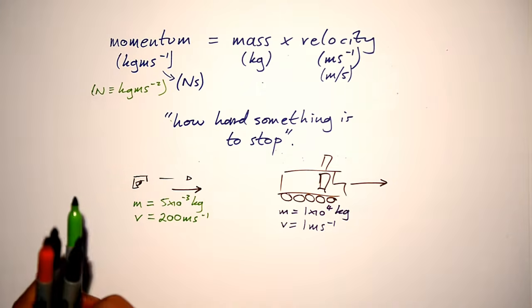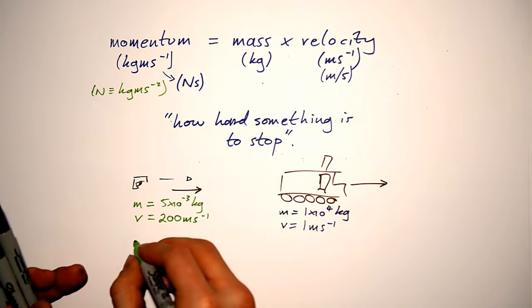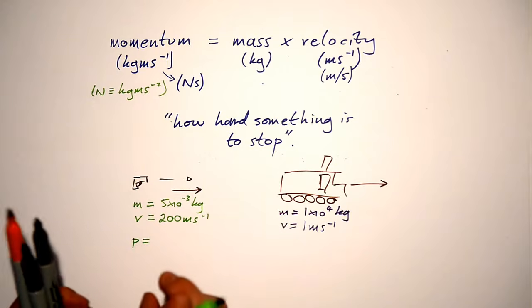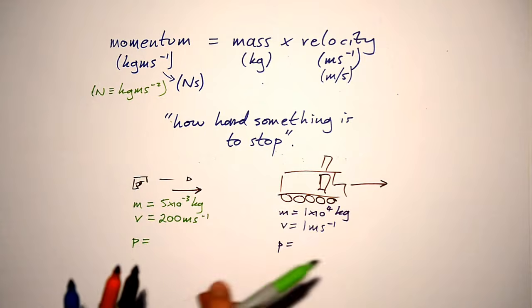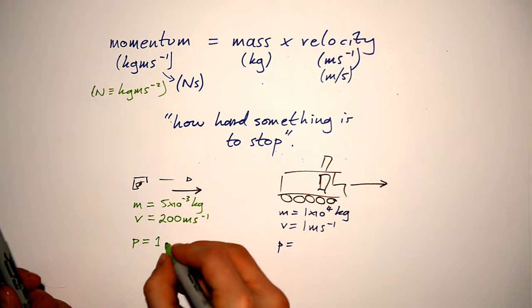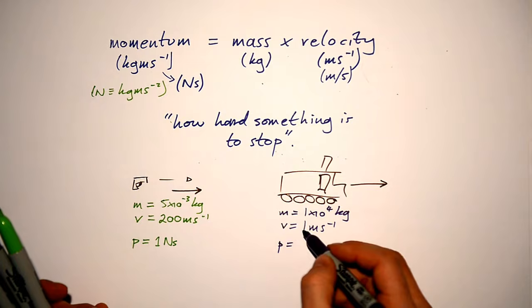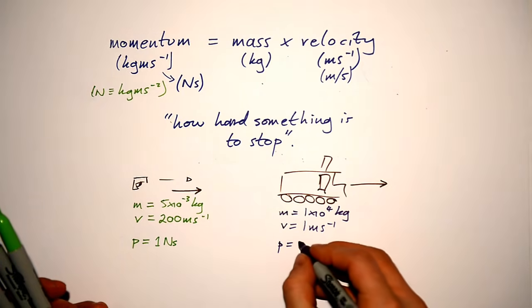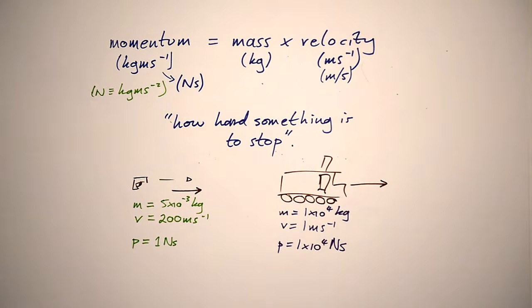Well, we use m for mass, v for velocity. The letter that we actually use for momentum is p. Generally little p, because big P is used more for pressure. So what do we have? 5 times 10 to the minus 3 times 200, and that gives us a measly 1 Newton second of momentum, or kilogram meters per second. I'm just going to use Newton seconds, save me my Sharpie ink. On the other hand, we have 1 meter per second times 1 times 10 to the 4, so that's actually 1 times 10 to the 4 Newton seconds of momentum that the train has.